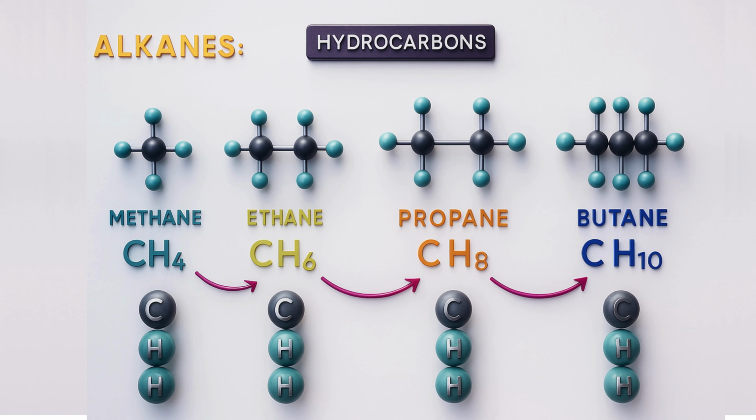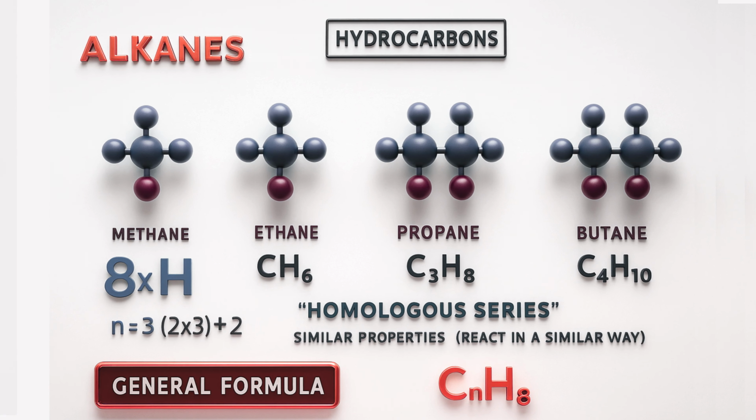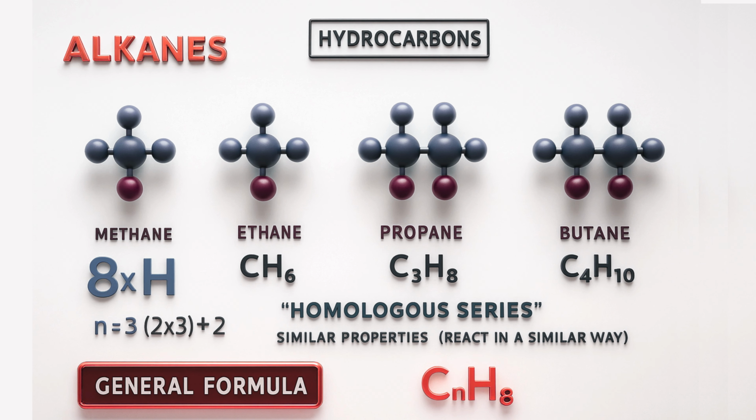Next comes ethane, with 2 carbon atoms and 6 hydrogen atoms, making its formula C2H6. Then we have propane, which has the formula C3H8, followed by butane, which is C4H10. If you observe these formulas carefully, you'll notice a pattern. With each step up the series, the molecule gains 1 carbon atom and 2 hydrogen atoms. This consistent pattern helps us classify these molecules into a homologous series, a group of organic compounds that share similar chemical properties and a common structure, differing by a CH2 unit from one member to the next.